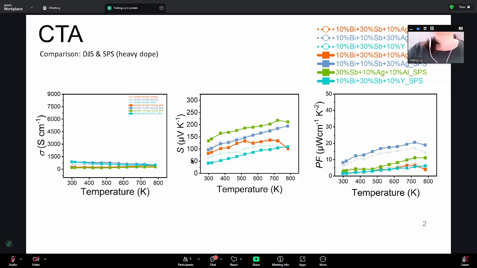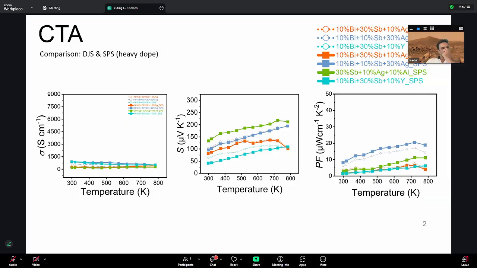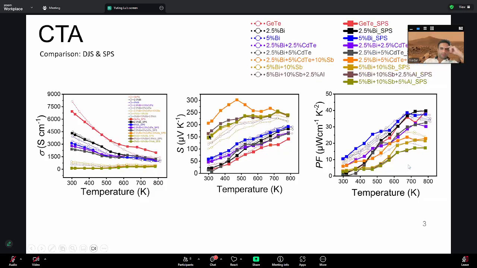So let's see. We compare it with the previous germanium telluride samples. The electrical conductivity is relatively low because of the large amount of trivalent dopants. And for the 30% silver one, I think the Seebeck coefficient is in a good regime at high temperature, like 180 or something. But the power factor is low. Yeah, the power factor is kind of low.